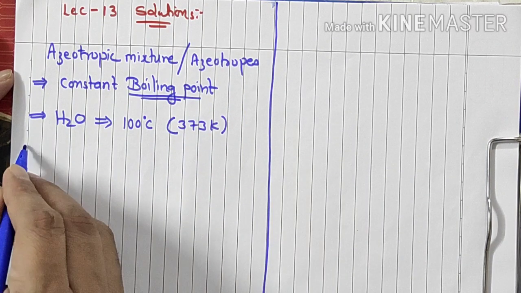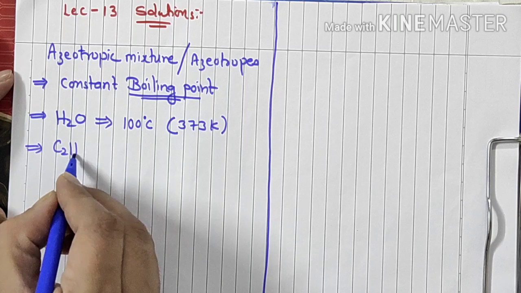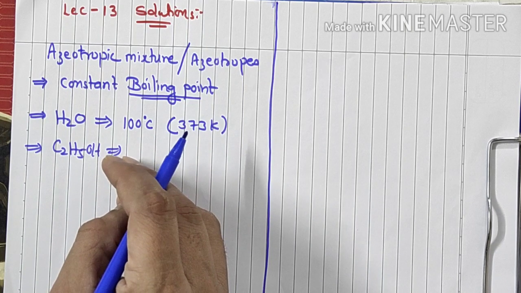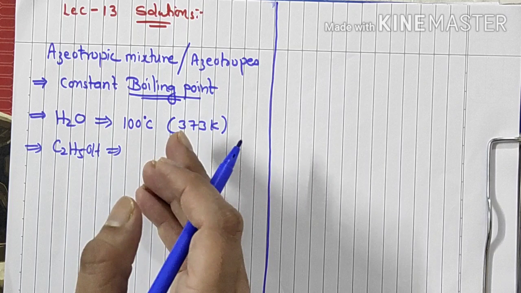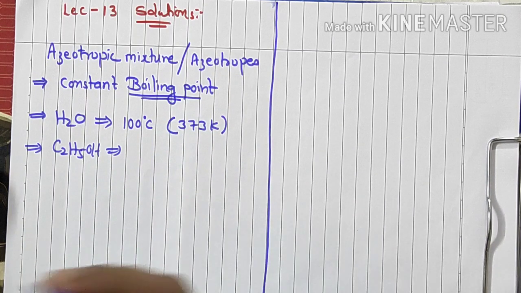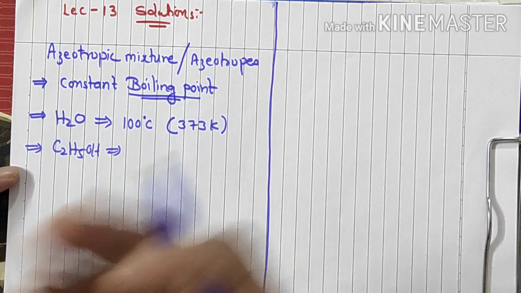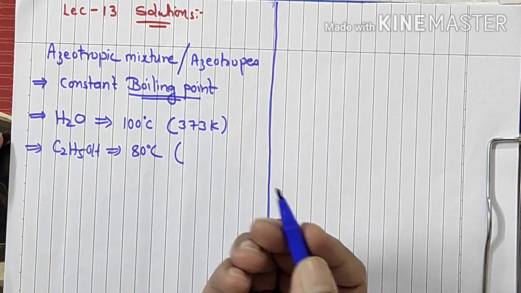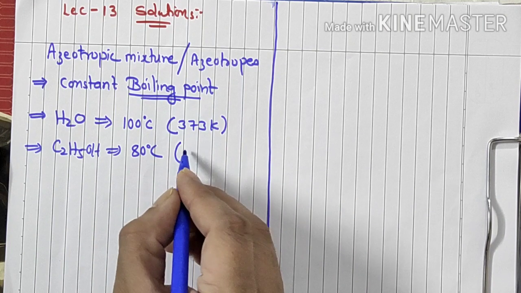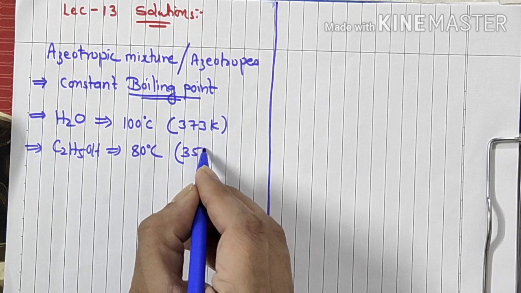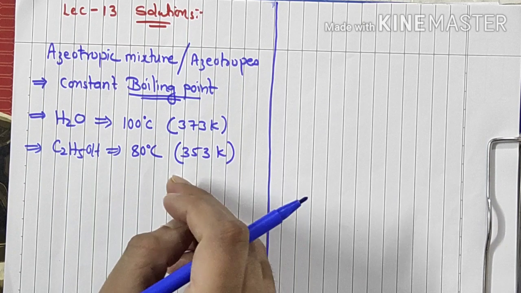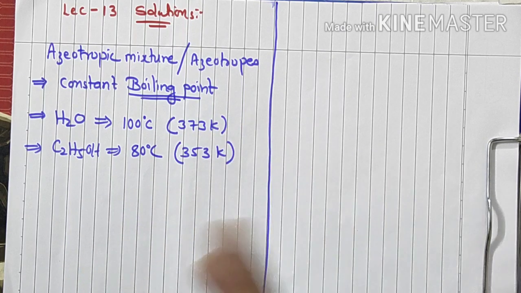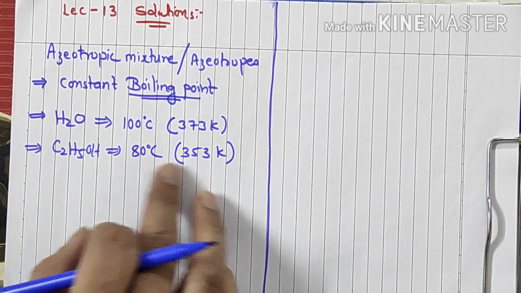One more thing. What is the boiling point of ethyl alcohol, C2H5OH? Actually it is approximately 78.5, but for simplicity I'm writing 80 degrees Celsius. In Kelvin, it is approximately 353 Kelvin. Very precisely, the boiling point of water is 373.15 Kelvin, but approximately I take alcohol as 80.